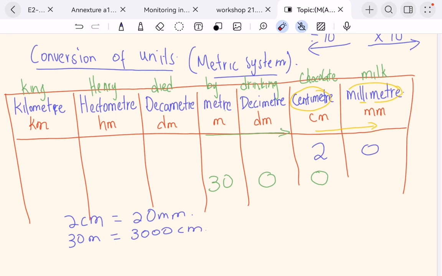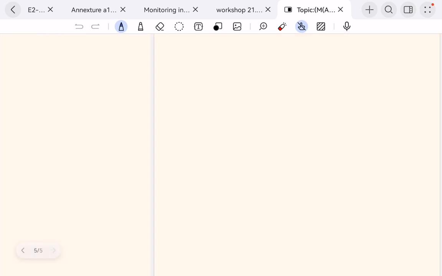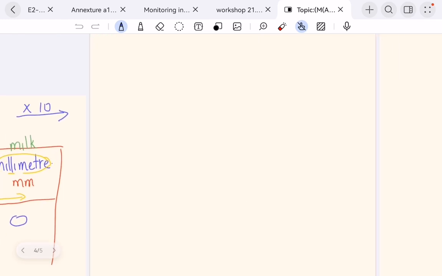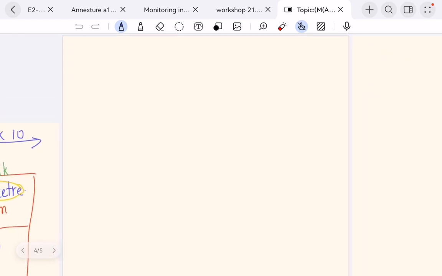For example, let's say we have 3,000 millimeters. Let's write that down. Okay, let me just put that on another page. So I want to show that 3,000 millimeters, and I want to convert this into meters.